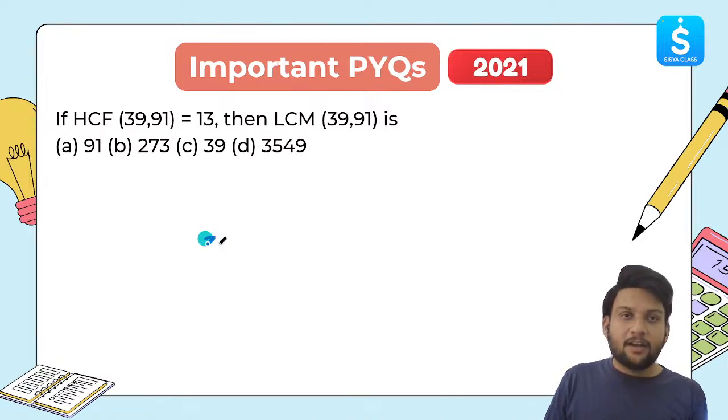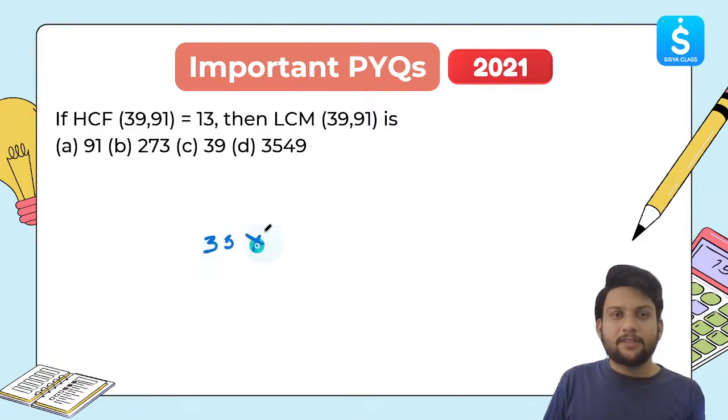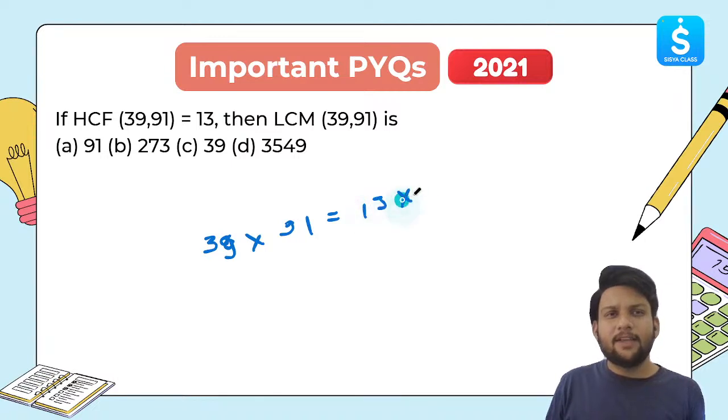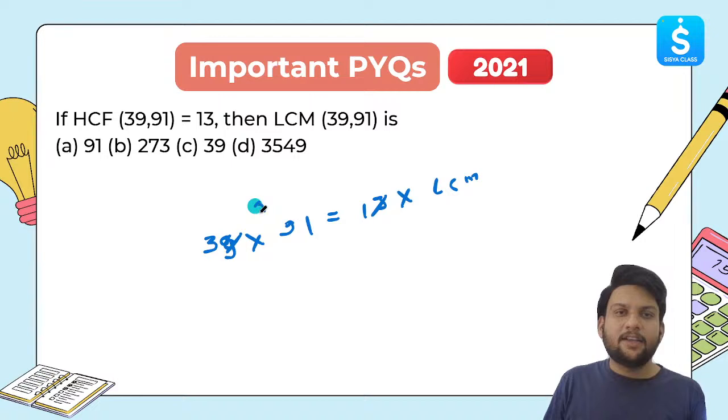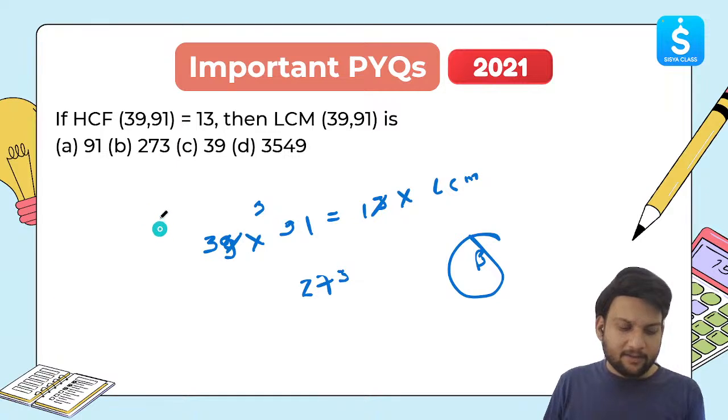What is the relation? 39 times 91 will be equal to 13 times, we have to find the LCM, right? So we'll just write LCM. Now quick math, 13 times 3 is 39, so 91 times 3 will give us 273, or my dear students, option number B. Clear? Will we make this mistake ever again?